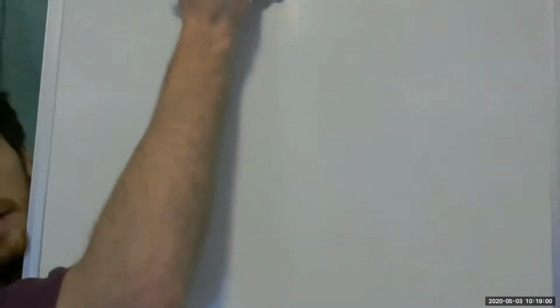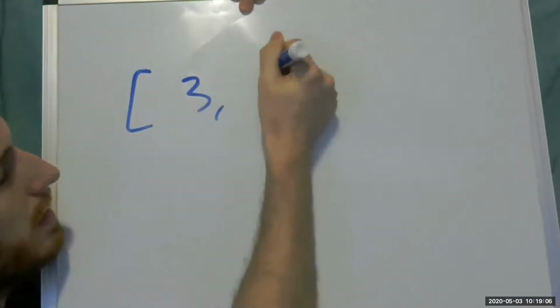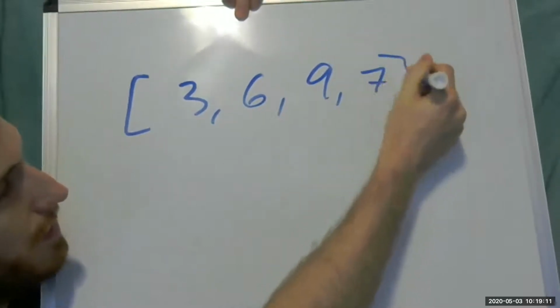This a little bit, right? So just a reminder, right? If we've got an array and we've got this 3, 6, let's see, 9 and 7, right?